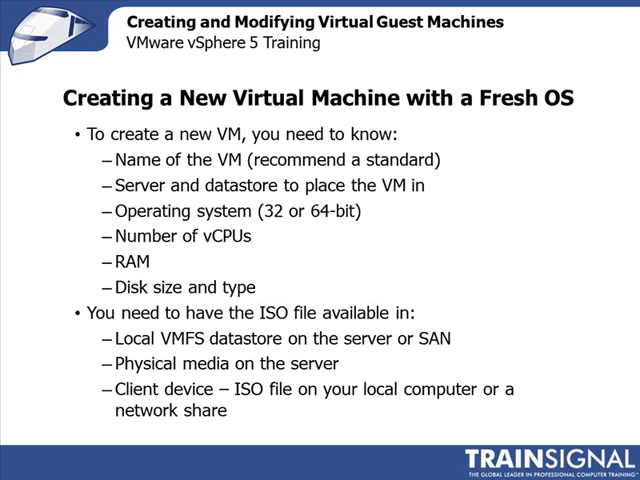You're going to need a server and a data store to place the virtual machine in. You're going to need an operating system, 32 or 64-bit, the number of processors or virtual processors, how much RAM you want to give it, the disk size, and the disk type. You also need to have an ISO available, and you can have these ISOs on local VMFS data stores, on the server, or on the SAN.